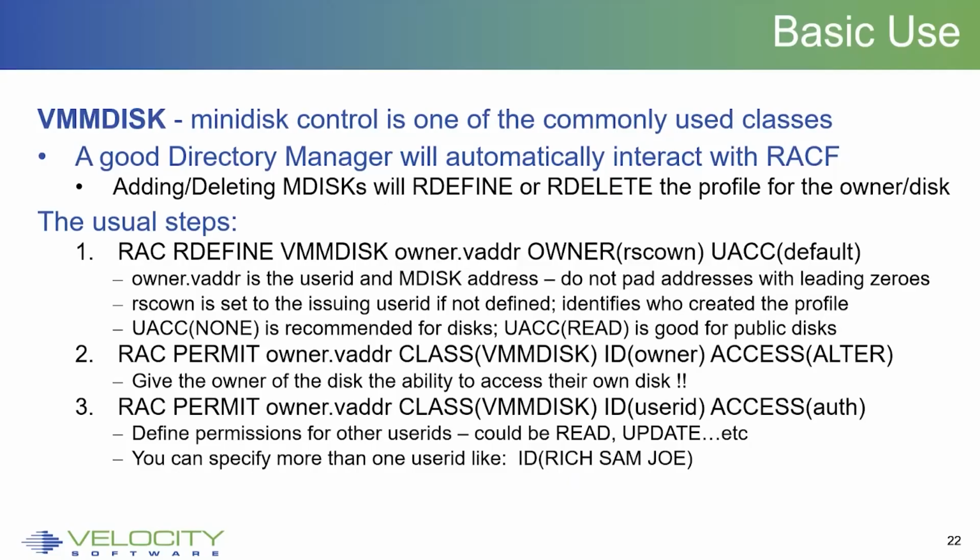Now the owner.vaddr portion of that command, that's the user ID and mdisk address that you're trying to protect. Do not pad the addresses with leading zeros. So any mini disk address, do not pad with zeros. Even if it's a one-number address, you literally just put it as is. If you had a CP directory entry for a mini disk, and let's say it was device 8, which is perfectly valid, you would put owner dot the number 8 as the resource.